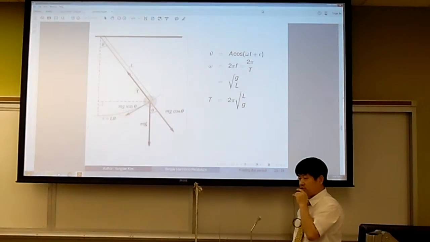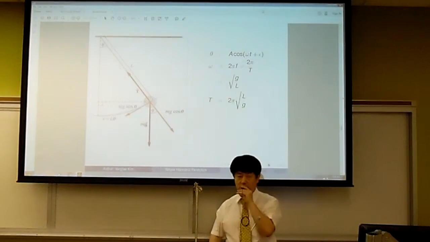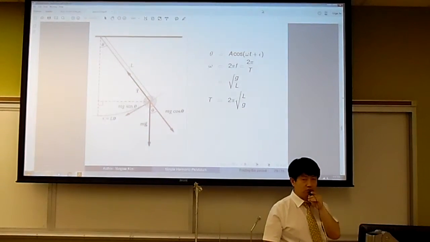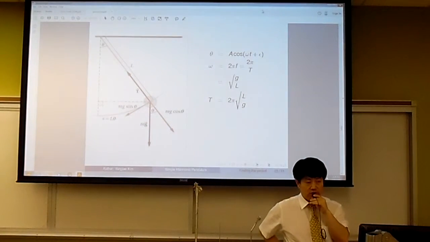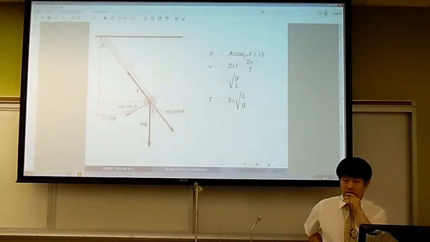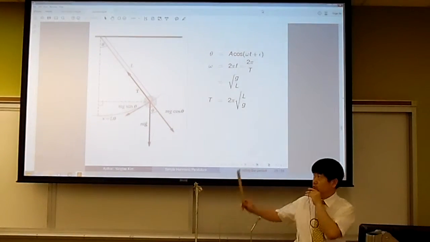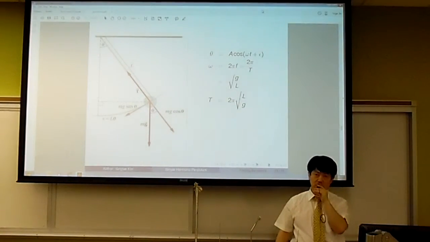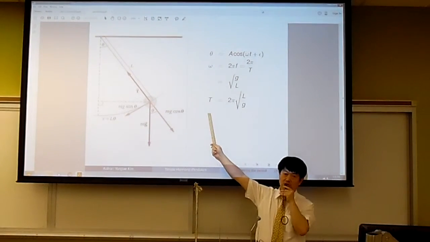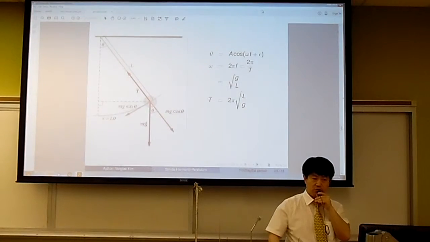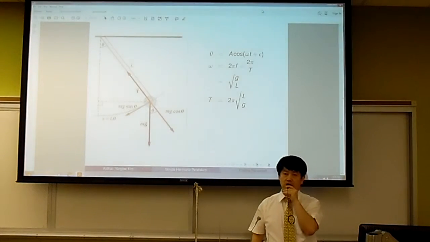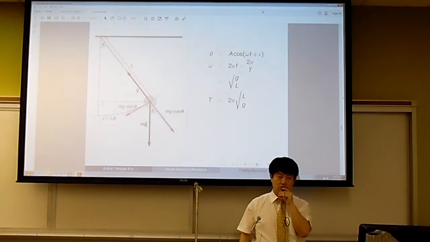Let's think about another case. Say you brought the same pendulum clock to the moon. The moon has much less mass than the Earth. So the g value will be smaller. g is small, then T will be large, which means that if you take the pendulum clock to the moon, your clock will be going slower.